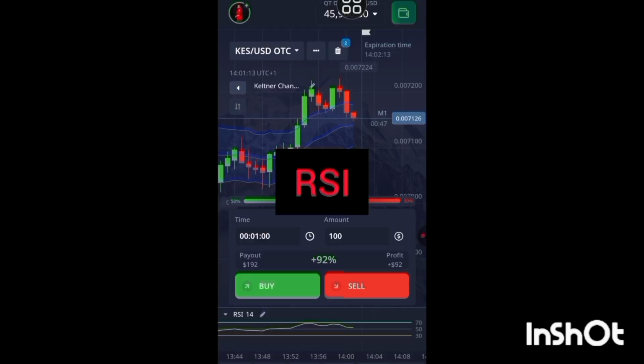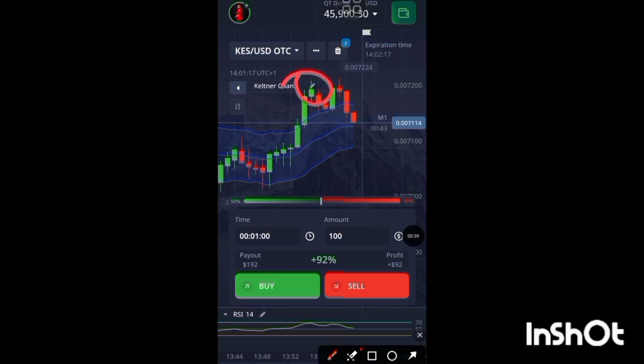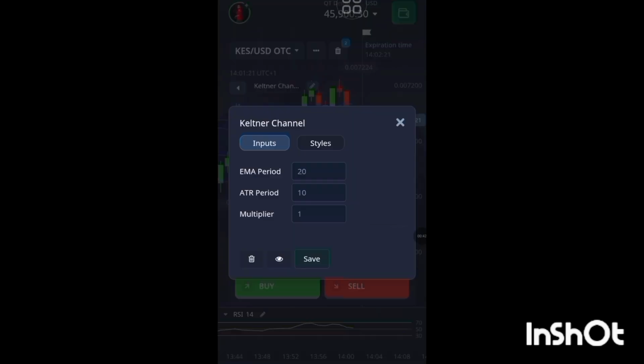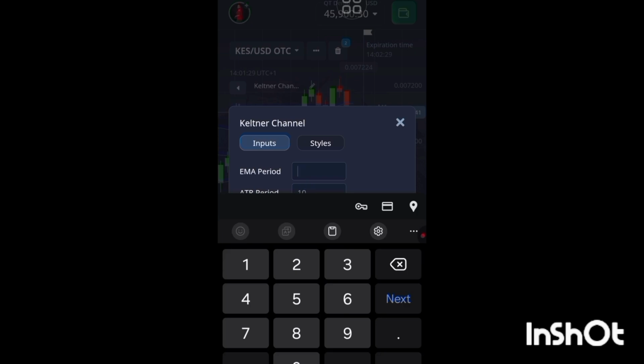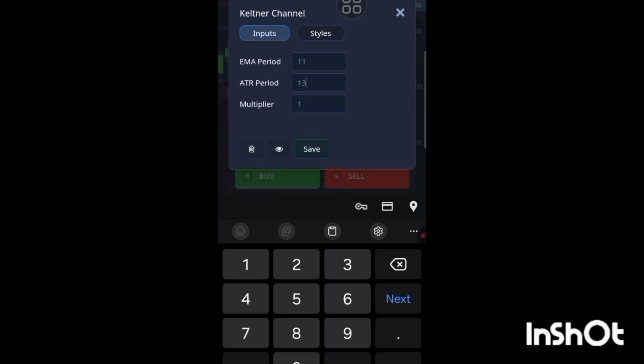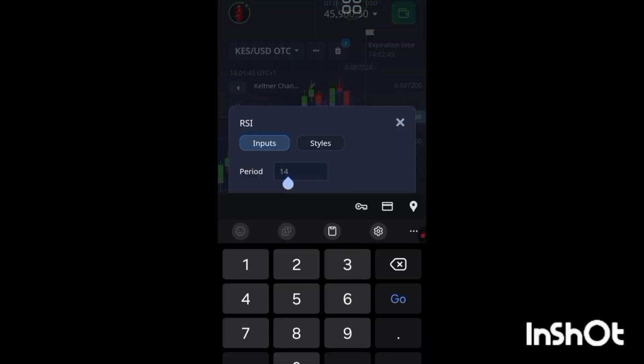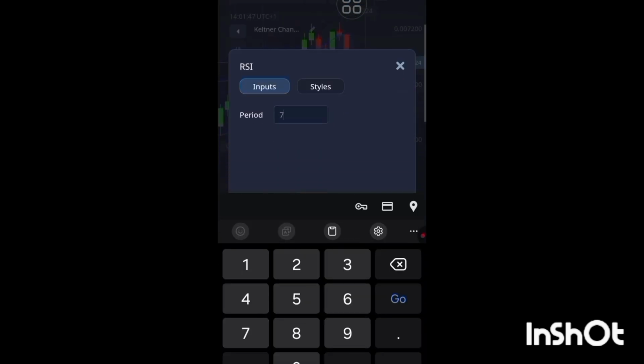For the settings of the Keltner channel, you click on this icon that looks like a pencil. The EMA period is 11, you change it to 11. The ATR period is 13. The multiplier, leave it at 1, then you press save. You click on RSI, change the period to 7.